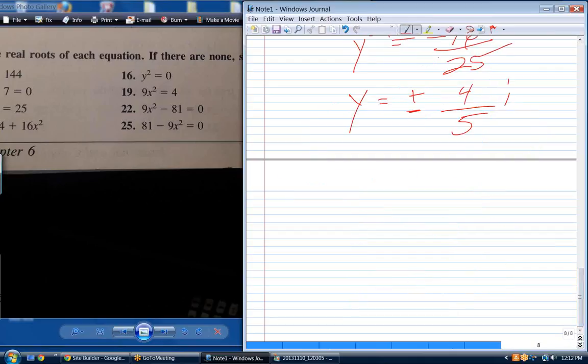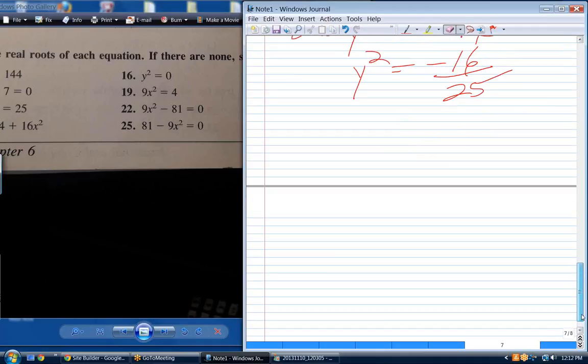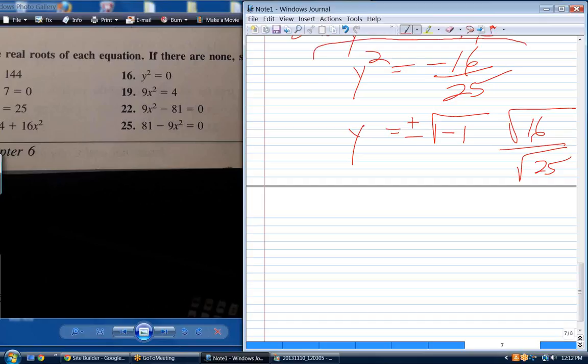Let's go back because this isn't always obvious. So y equals plus or minus the square root of -1 times the square root of 16 over the square root of 25. You see how I get from this step to that? Yeah. Okay, and that's an important step because it always clarifies the issue for you.